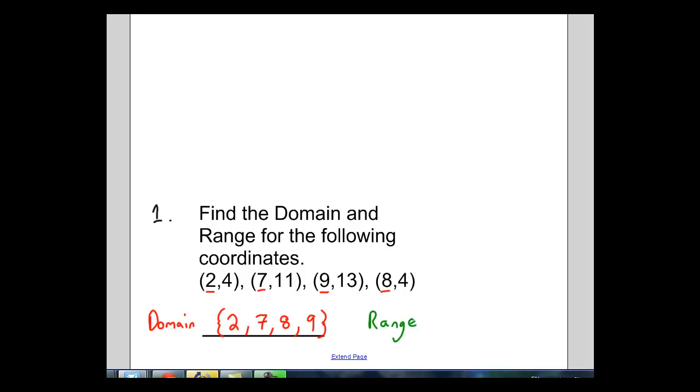Now we need to find the range. So the range is the second number in the ordered pairs. And again, I'm going to write it in set notation. I'm going to write these down, 4, 11, and 13. Since the 4 is repeated, I only have to write that once.